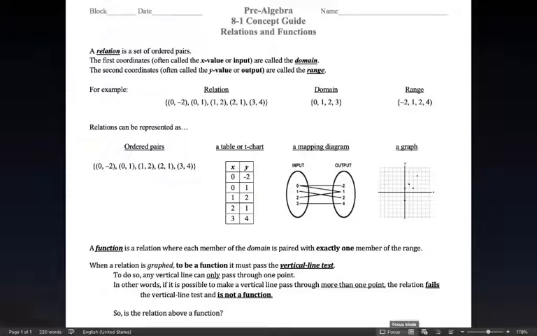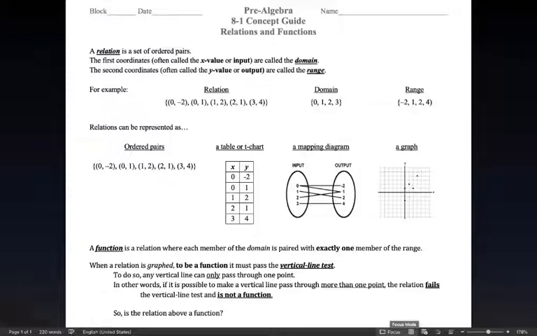But your job now is to take some good notes. So do this. If you want to print this out, that's great. If you just want to write it on a sheet of paper, that's fine too. But you take notes here as if we were in class.